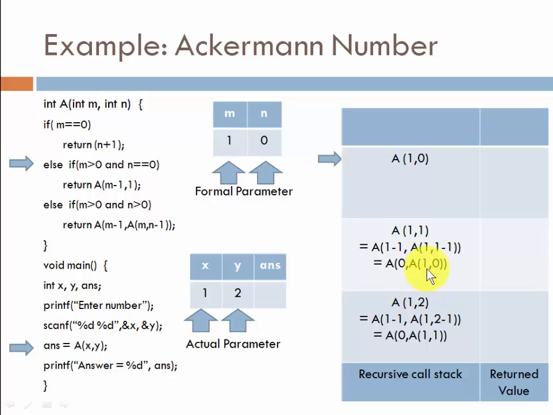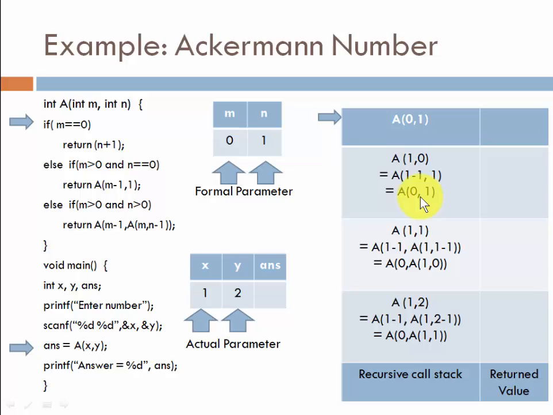For a of 1 0, m is greater than 0 and n is equal to 0. For that it will execute the third case. Here it will return a of 1 minus 1 comma 1. So it will become a of 0 1. So it will place a third recursive call.